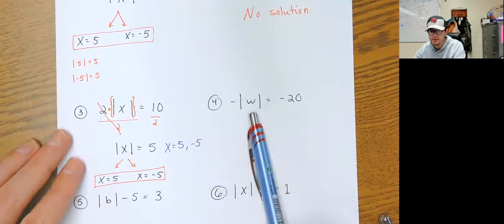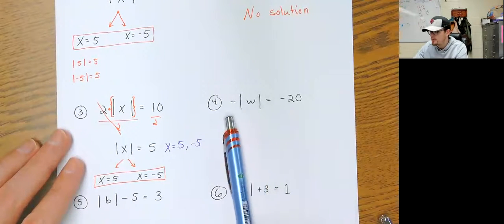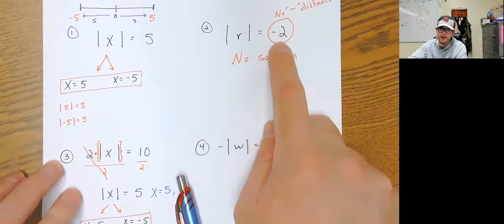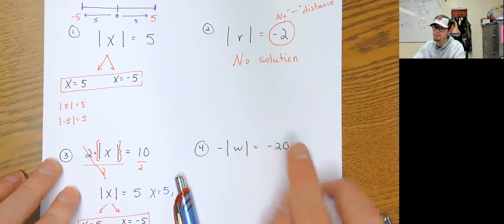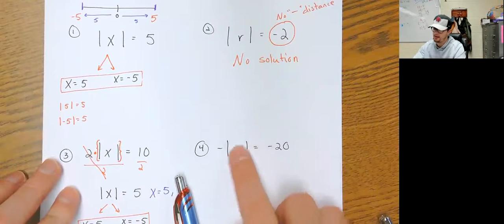Okay, now I threw this one in here because it's a little tricky. Normally I would say like up here, oh, I can't have negative distance. Oh, that's a negative 20. I can't have that. But wait a minute.